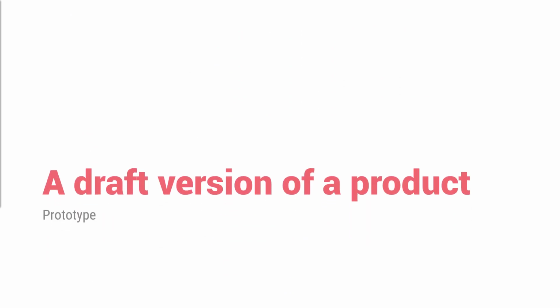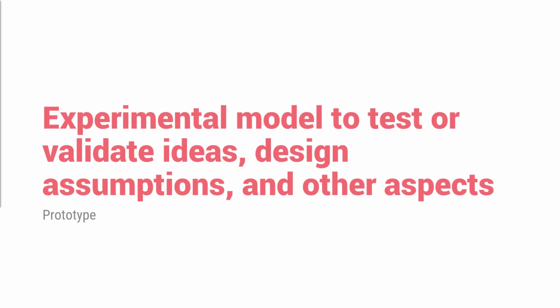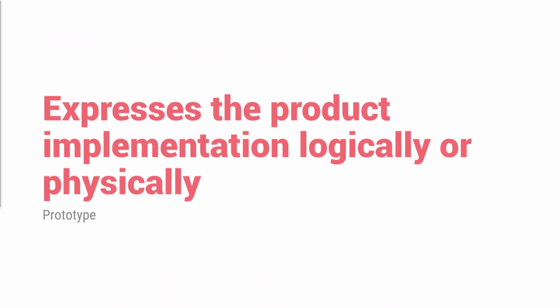Prototyping is a draft version of a product. The purpose of prototyping is to have an experimental model to test or validate ideas, designs, assumptions, and other aspects. Because it's difficult whenever you come up with a new design to just talk in the air about how it will look like this or like that. So we make a prototype in order to experiment with it, to express the product implementation logically or physically.